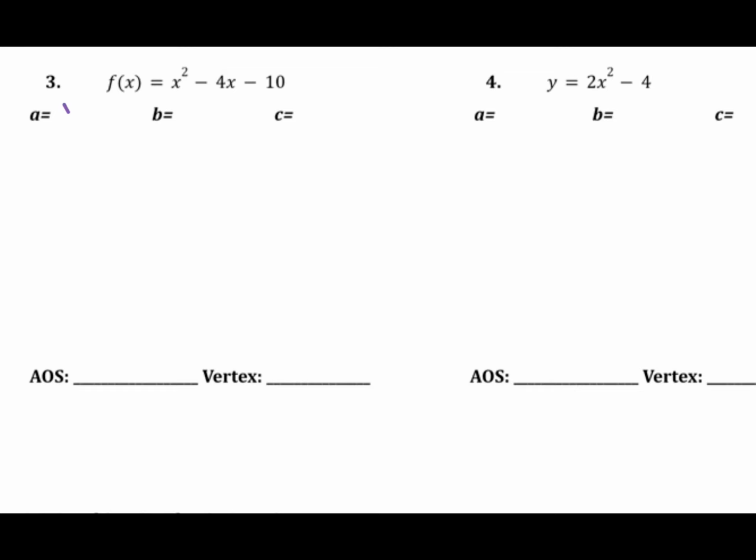All right, hopefully you have had time after pausing the video to identify that A is 1, B is negative 4, and C is negative 10. And then to calculate the axis of symmetry, x equals the opposite of b, which is positive 4, over 2 times a. So the axis of symmetry is x equals 2. 4 divided by 2 is 2.